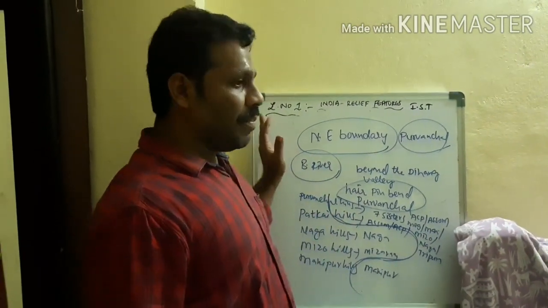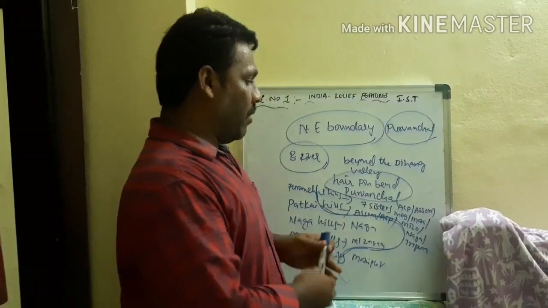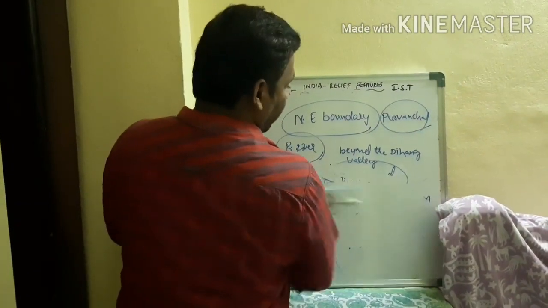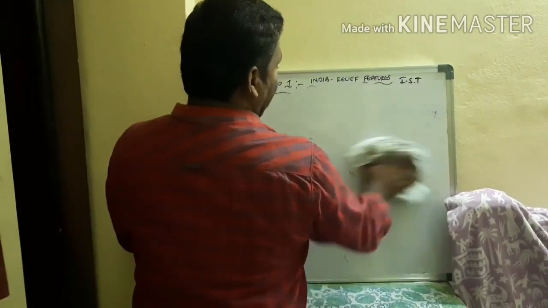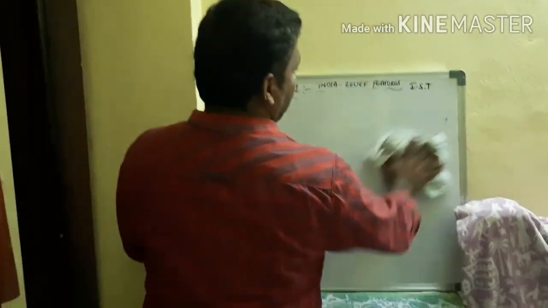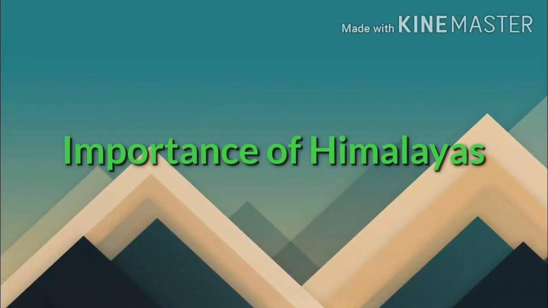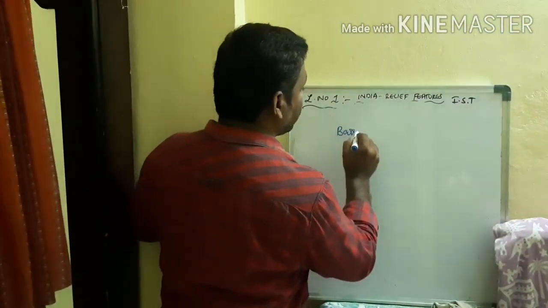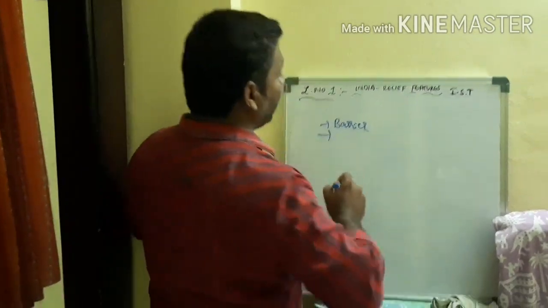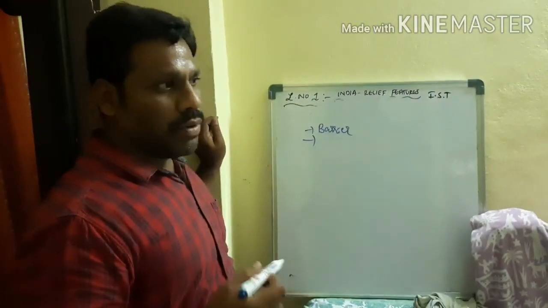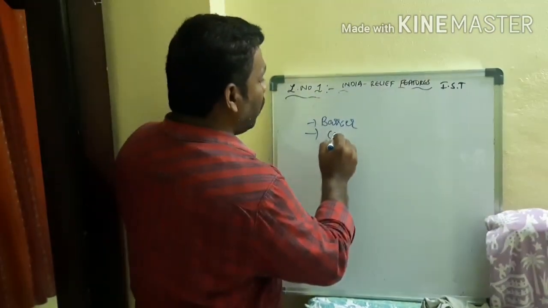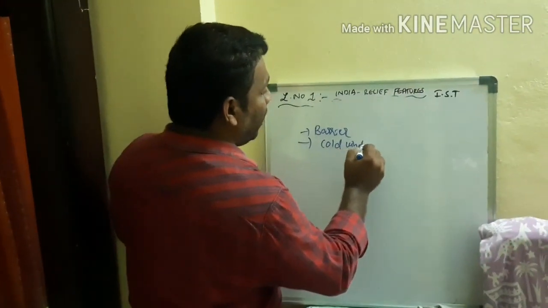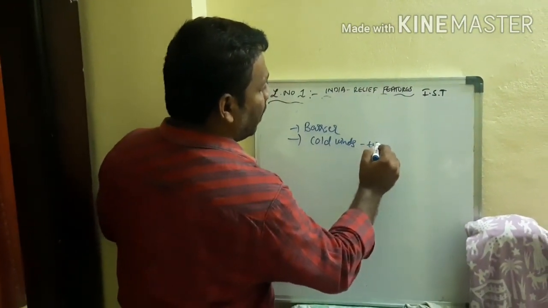This is what we have about the Himalayas. Now we will discuss the importance of the Himalayas. The Himalayas act as a barrier to our country, which does not allow the cold wind from Central Asia to enter our country. The cold winds will never enter. Why? Because of the Himalayas only.